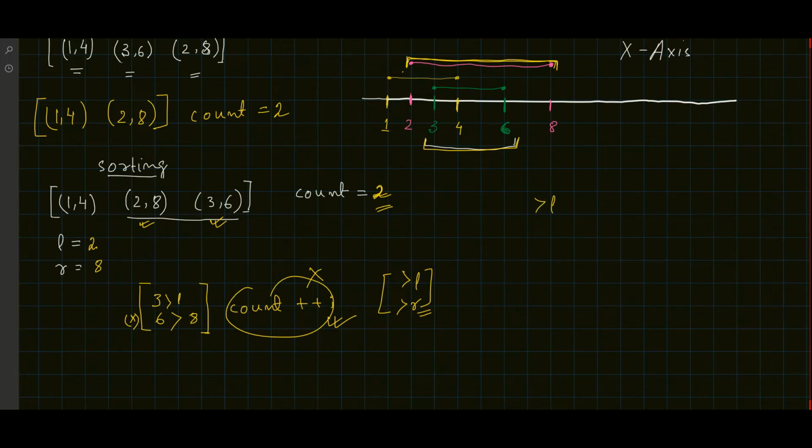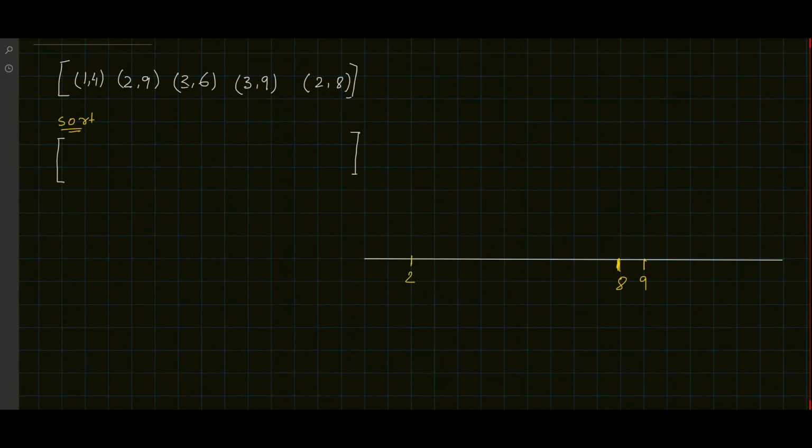It is greater than left and greater than right, both of these at the same time, then we increase our count by 1, and at the end we return our count. Now let us look at another example for some more clarification. Okay, now let us look at this example.